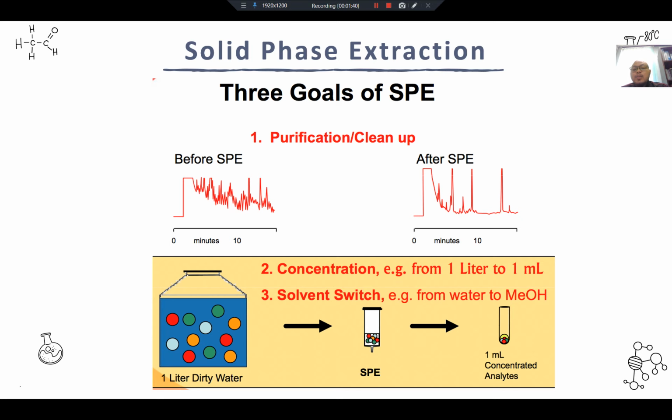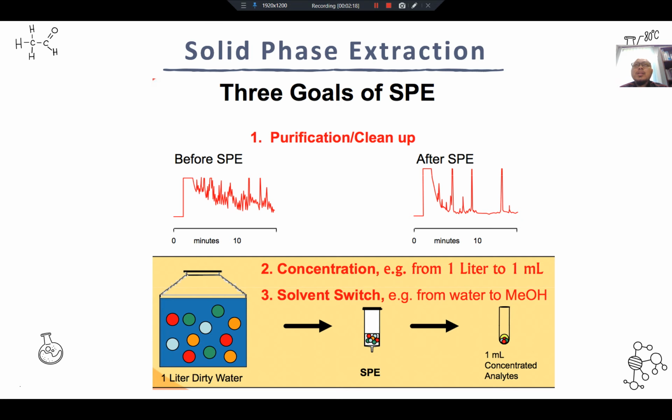And then the third one is the solvent switch. I think earlier we already discussed that sometimes the matrix is not suitable for certain instruments. The same goes for this particular situation. For example, we want to analyze using gas chromatography, but in gas chromatography we are trying to avoid using water as the extraction solvent, especially when you use a polar column. When you use a polar column and water as the solvent inside the GC, it will damage the coating inside the column.